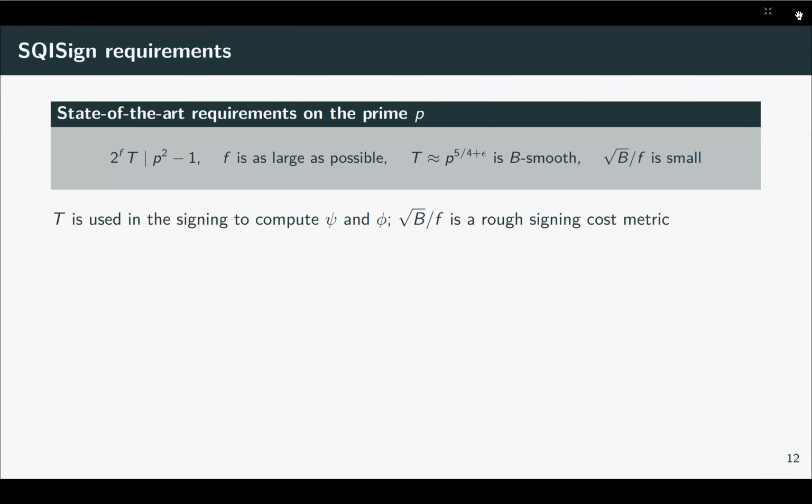And the idea is that the t is going to be used to compute the commitment and the challenge isogenies. And the power of 2 is used to compute the verification isogeny. This square root of B divided by f is a rough cost metric of how well the signing is going to perform. It's in some sense like a worst case bound. And because computing isogenies of degree 2 is very, very fast, this makes verification fast at the expense of signing getting slower.